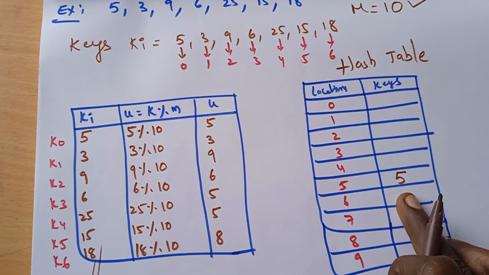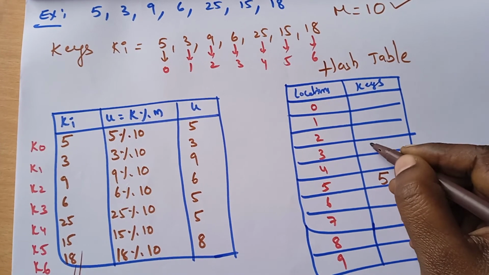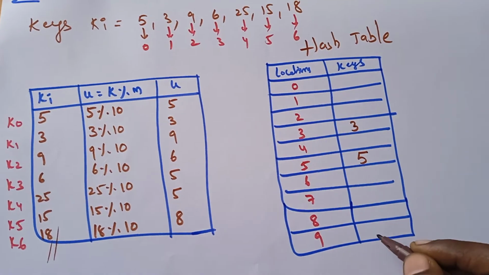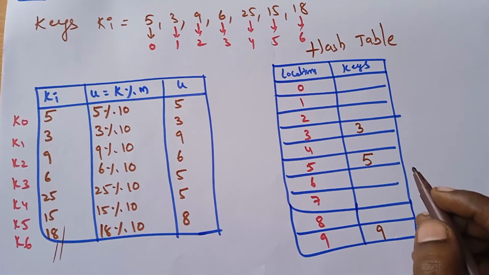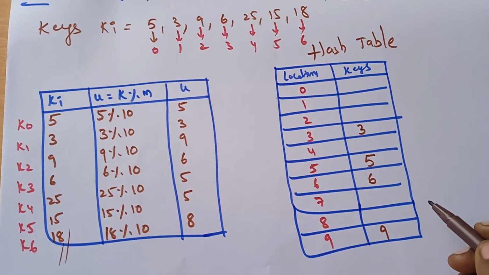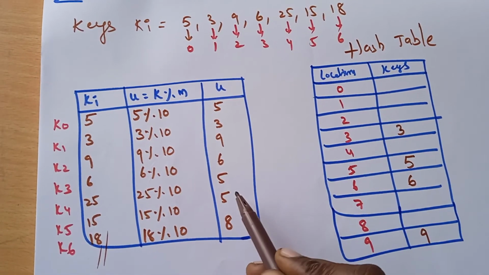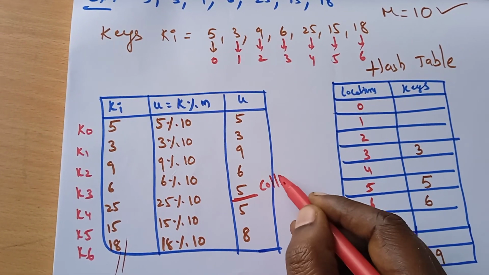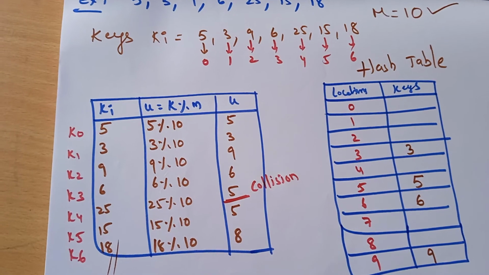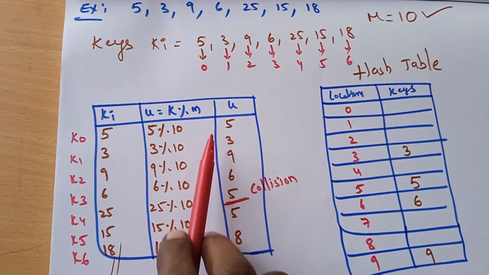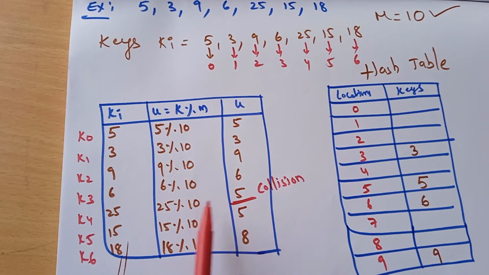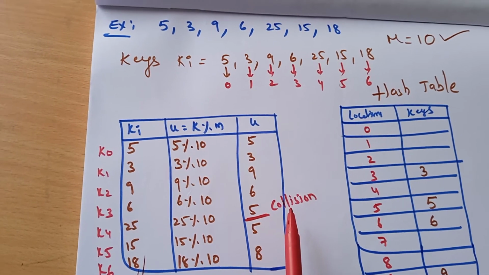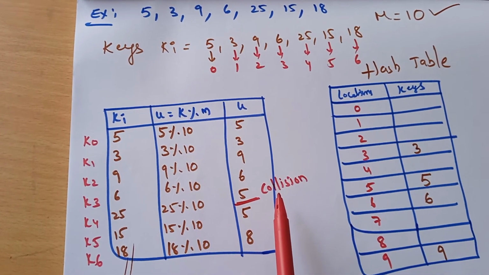And next element is what? 3. It should be available in location 3. Next key is what? 9. 9 should be available in location 9. Next is 6. 6 should be available in 6. Right. And 25 should be available in 5. Now this is the place where collision occurs. Collision, because 5 is already given to some key. Again 5 is accessed by the key 25. So this process is called collision. Now we'll resolve this collision using separate chaining.